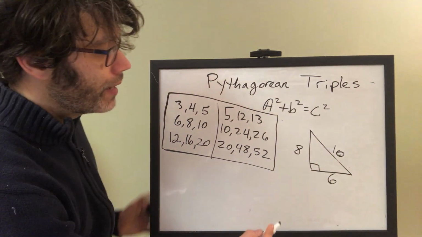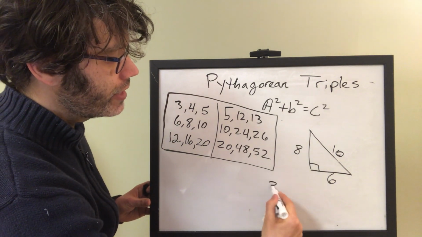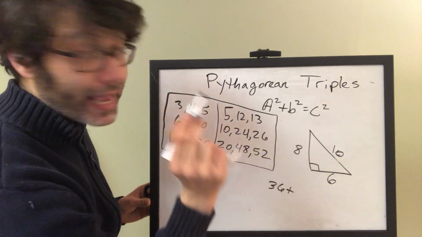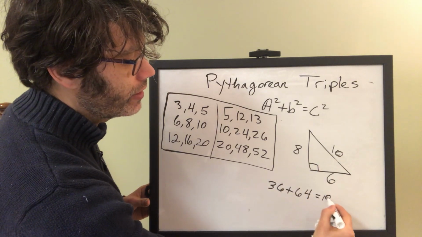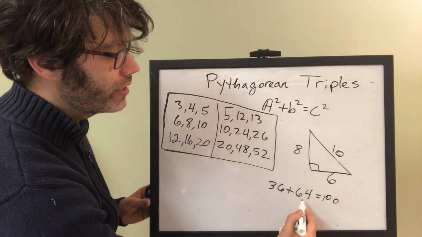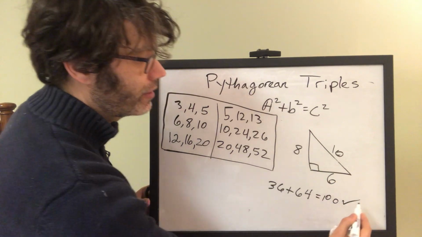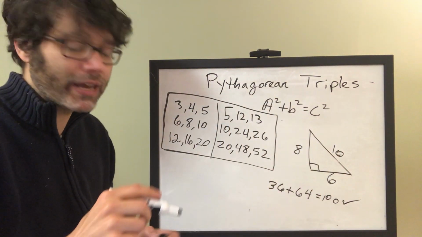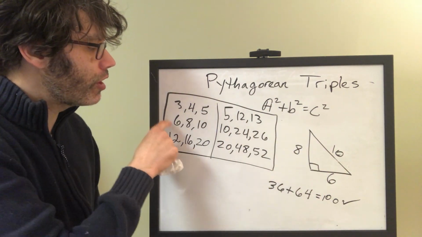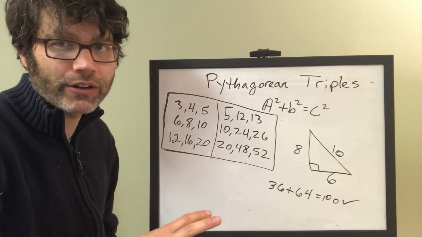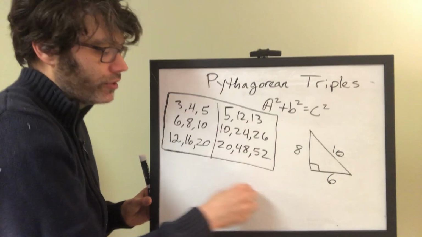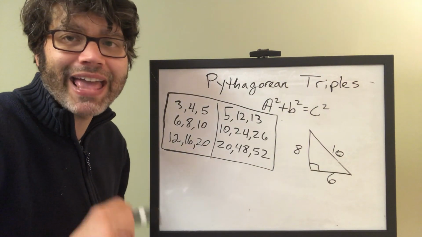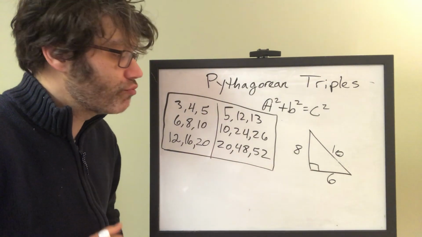All right, let's see. 6 squared is 36, 8 squared is 64, and 10 squared is 100. Does that work out? Yes, 36 plus 64 is indeed 100. So that works as a perfect Pythagorean triple, meaning that these are all whole numbers. We don't need to deal with any radicals. So Pythagoras loved these Pythagorean triples because they didn't have any radicals in them.